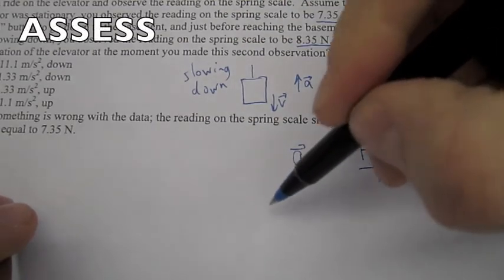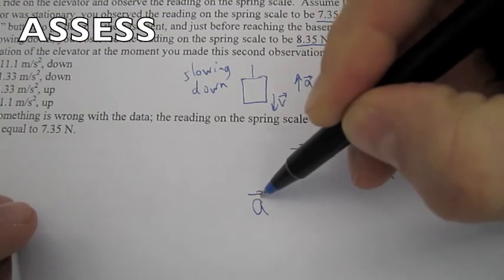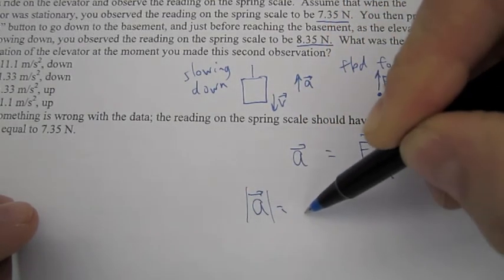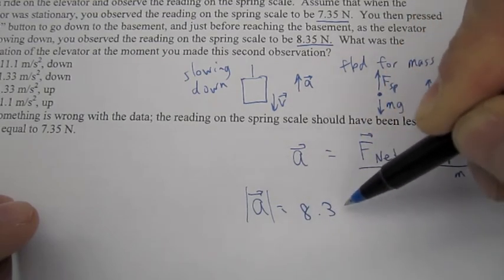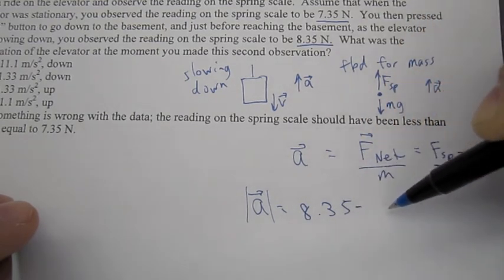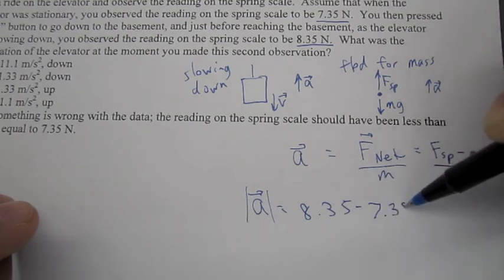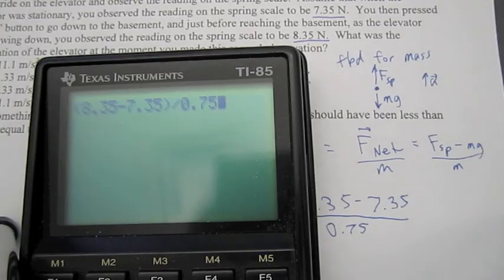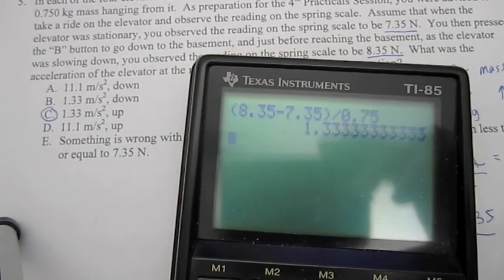And just to check, to work this out numerically, acceleration is equal to 8.35 minus 7.35 divided by 0.75, which equals 1.33. So that makes sense.